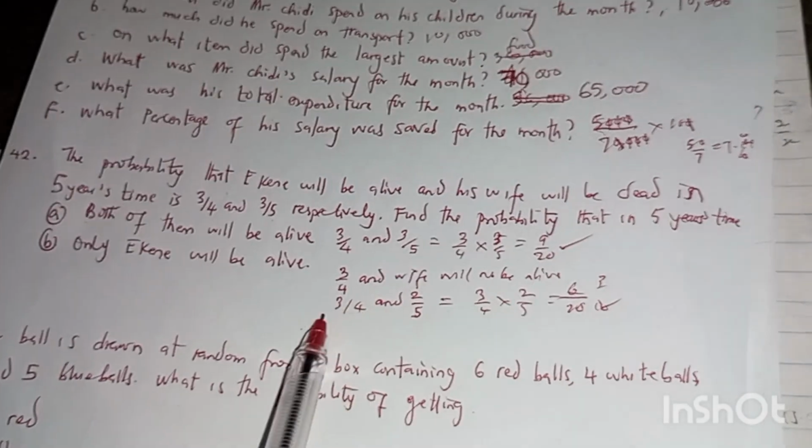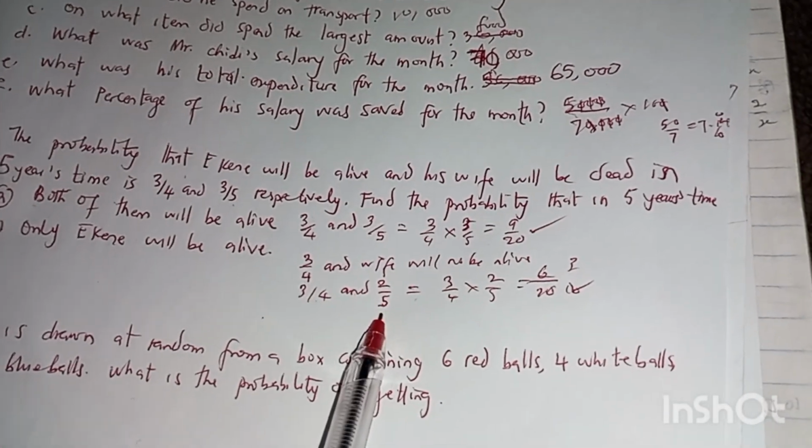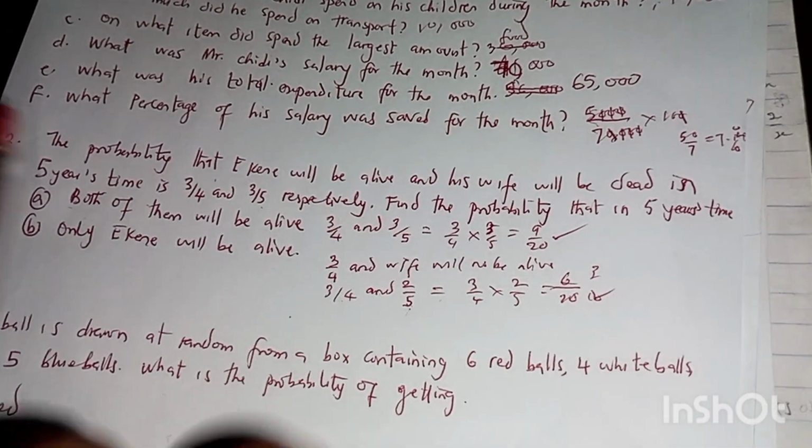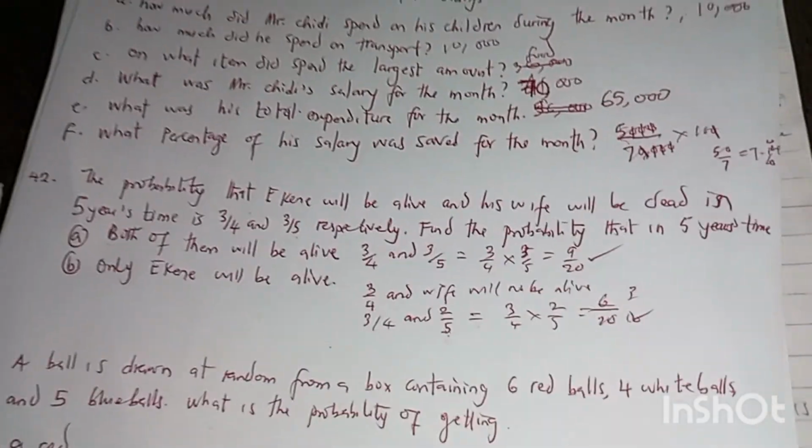Only Ekene will be alive means he will be alive and his wife will not be alive, which is 3 over 4 and 2 over 5. Okay? Which is what? 6 over 20, which is basically just 3 over 10.